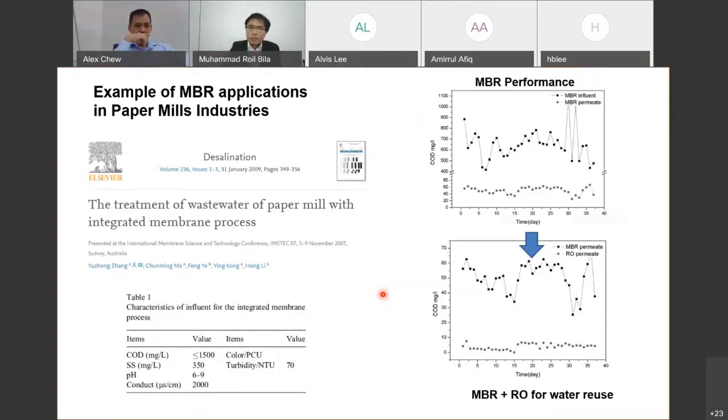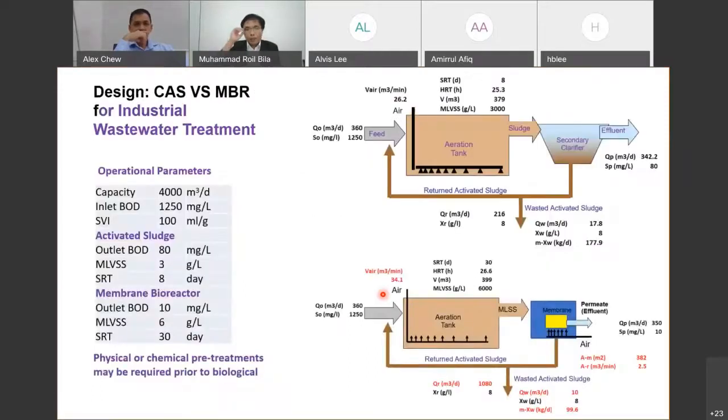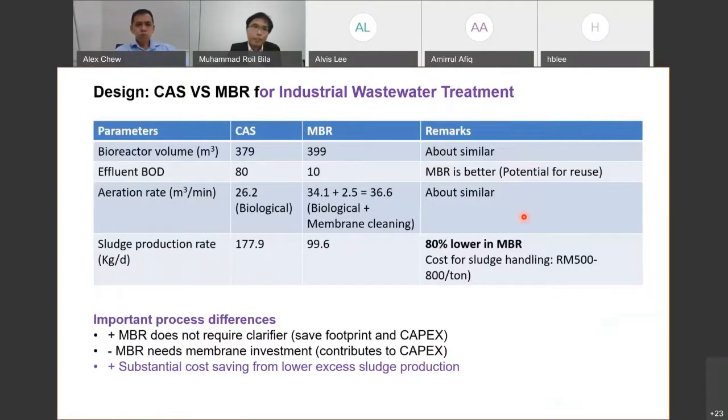So on the next slide, I show you the difference if I treat the same industrial wastewater, one using activated sludge and another one using the MBR. All the details you can check in the slide later on. These are the summaries. Okay. In terms of the volumes, it's about the same. Okay, so the capacity you can get is about the same. For effluent BOD, MBR is much better.